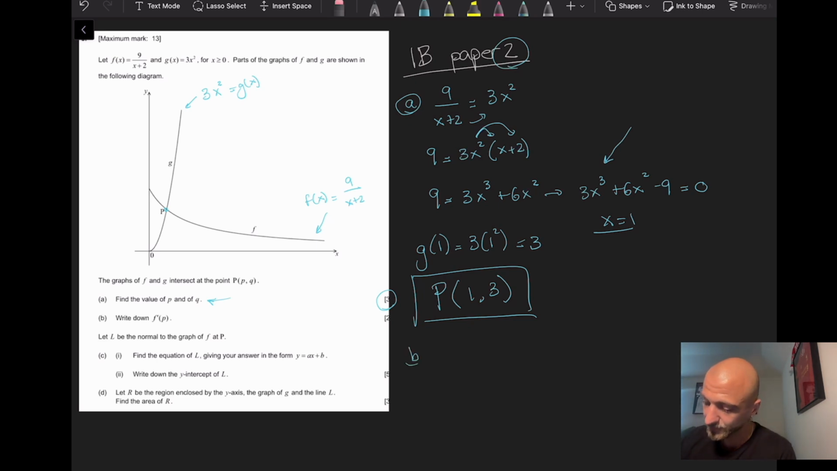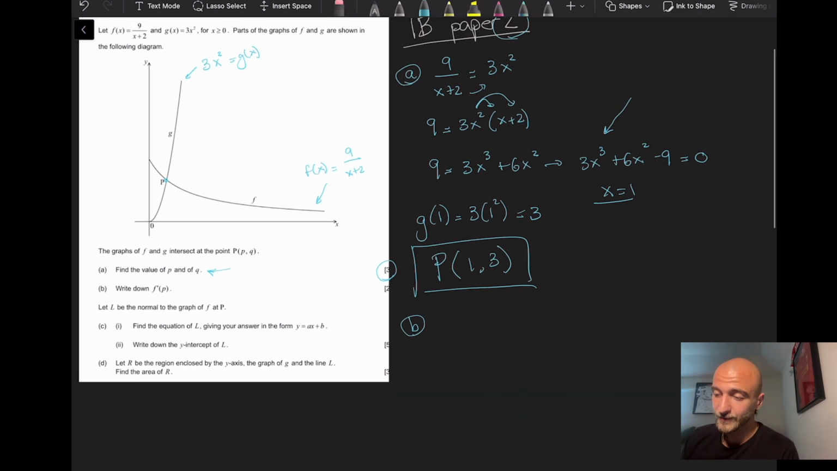Second part, B. Write down f prime evaluated at p. So be careful with this one. We first need to take the derivative of f of x. Then we need to evaluate it at this point, the coordinate p, which we knew from the previous one is x equals 1. First, let's take f prime of x.